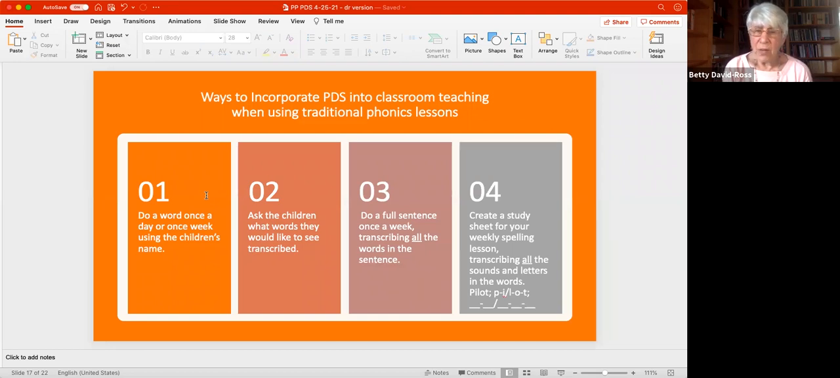Number one, do a word once a day, once a week, using the children's names. I was teaching in a Trenton Catholic school, and 3 weeks before the end of the year, the woman who was teaching first grade came up to me and she said, you have my son who's in sixth grade, and I have never seen such a tremendous improvement in reading. What do you do? So I went into her classroom, and she said she had made no progress. I said, what's your name? And the kid gave me the name. I said, how do you spell it? So I wrote it on the board.